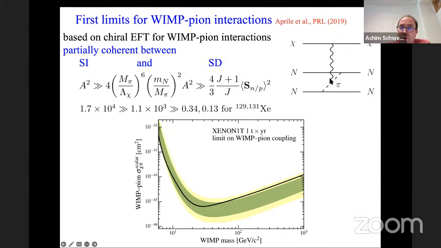And if you look at this, the contribution is suppressed from the chiral counting, but because pions are also many of them holding the nucleus together, there's also some coherent enhancement. And in fact, we found that if you compare this WIMP-pion interaction, they are after the standard spin-independent channel, where at low Q, the response is basically fully coherent, goes as A squared.